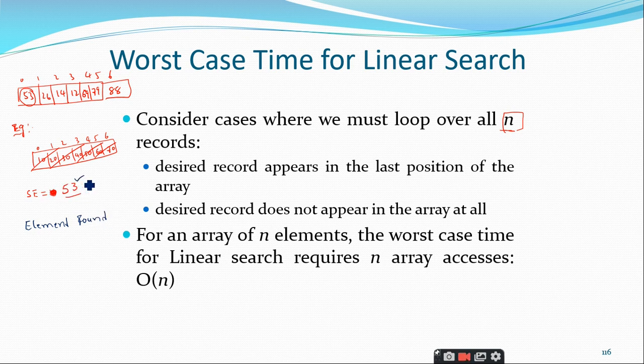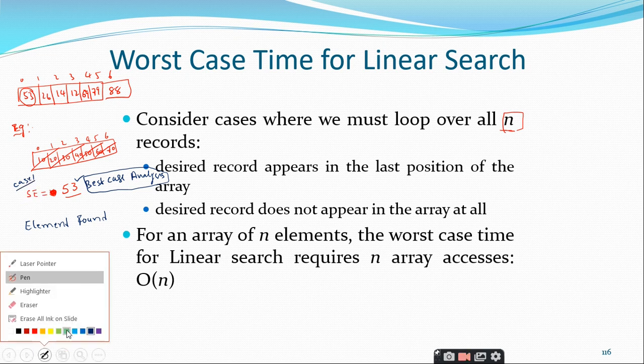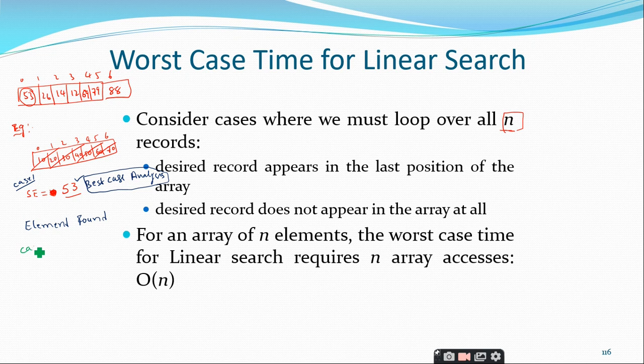So this is called the best case analysis. The best case analysis for the linear search. That means whatever element you are going to search is present as the first element. So that is considered to be the best case. Now let us see the second case. This is case 1 and case 2.